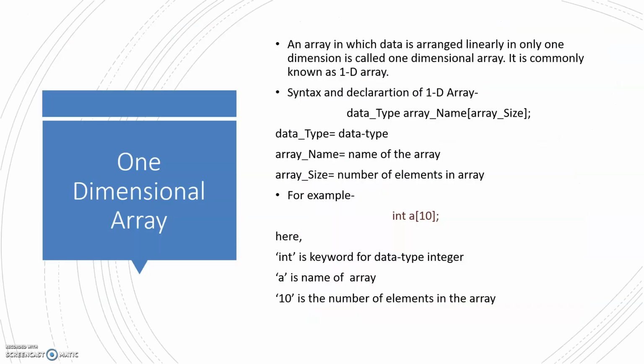An array in which data is arranged linearly in only one dimension is called a one-dimensional array. Syntax and declaration of a one-dimensional array is shown. Pause the video to look over it.